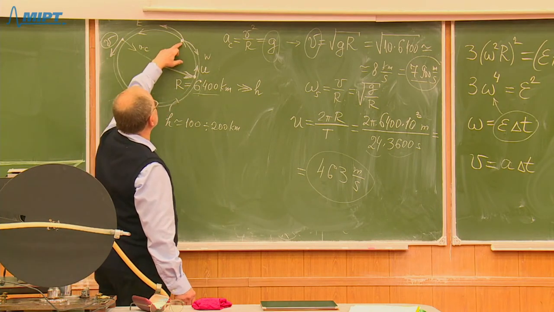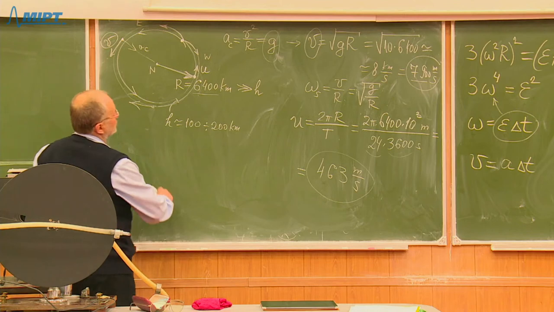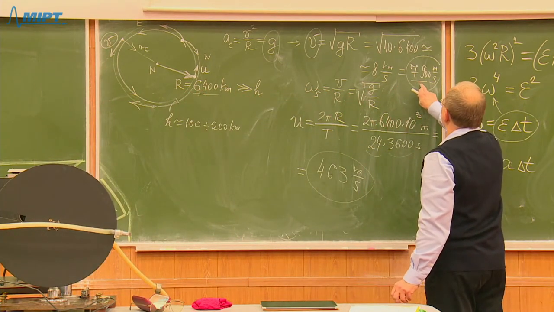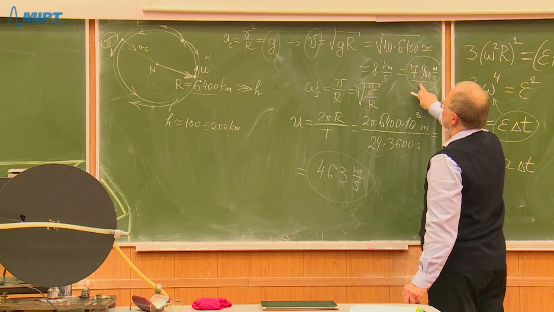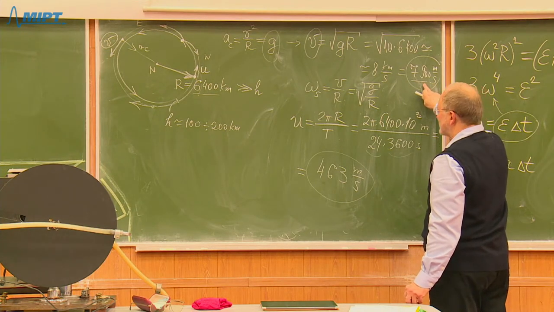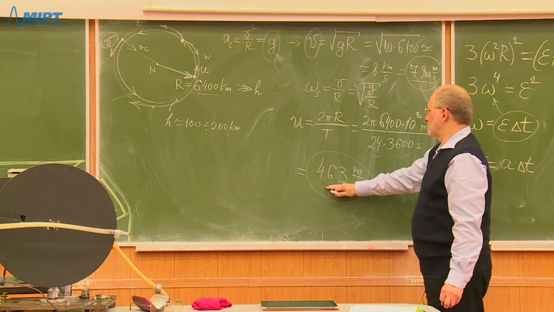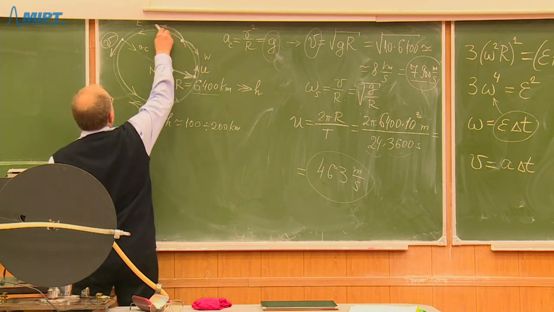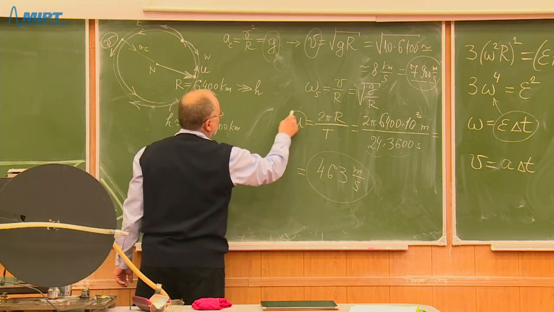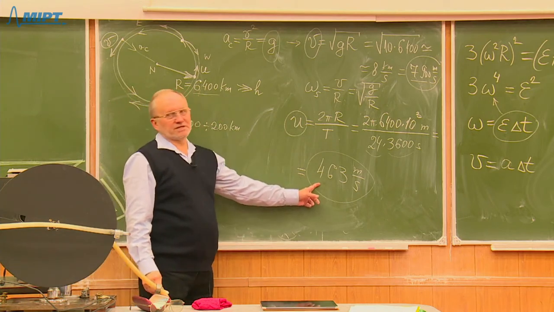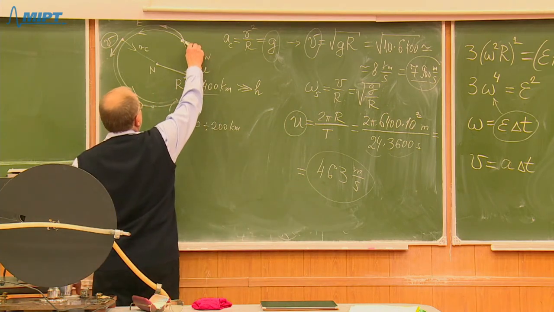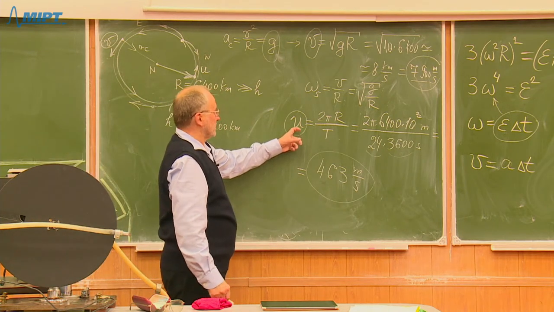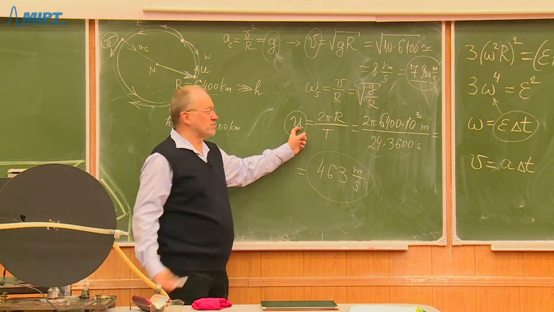So when you launch the satellite to the east, you must accelerate the satellite to this velocity, starting from the initial velocity of 463 meters per second. The satellite which is launched to the east already has an initial velocity of about half a kilometer per second. And the satellite which is launched to the west will not have this initial velocity. It will have such a velocity directed in the opposite direction.